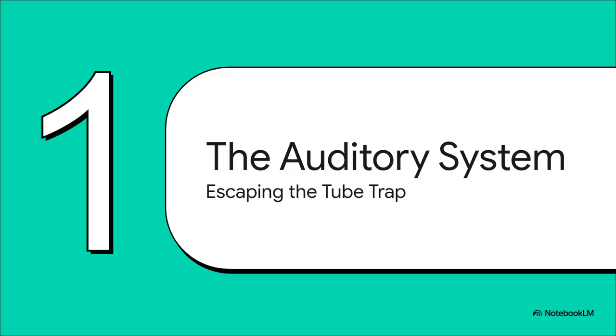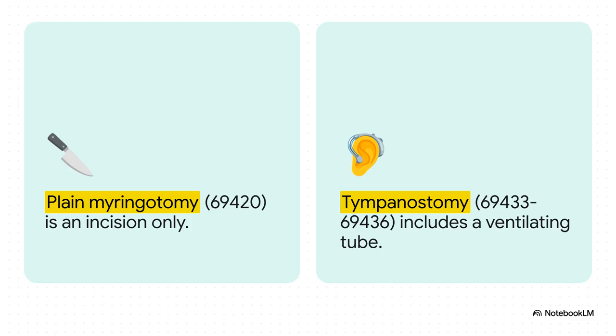The auditory system: escaping the tube trap. So, the crucial difference here really lies in the tube itself. A plain myringotomy is simply an incision into the eardrum, and that's coded as 69420. But if the surgeon actually places a ventilating tube, boom, you jump straight to tympanostomy. And remember, your code choice between 69433 and 69436 depends entirely on the anesthesia. Was it local or topical, or did they use general anesthesia? Oh, and absolutely do not forget to append modifier 50 if this procedure is performed bilaterally on both ears.